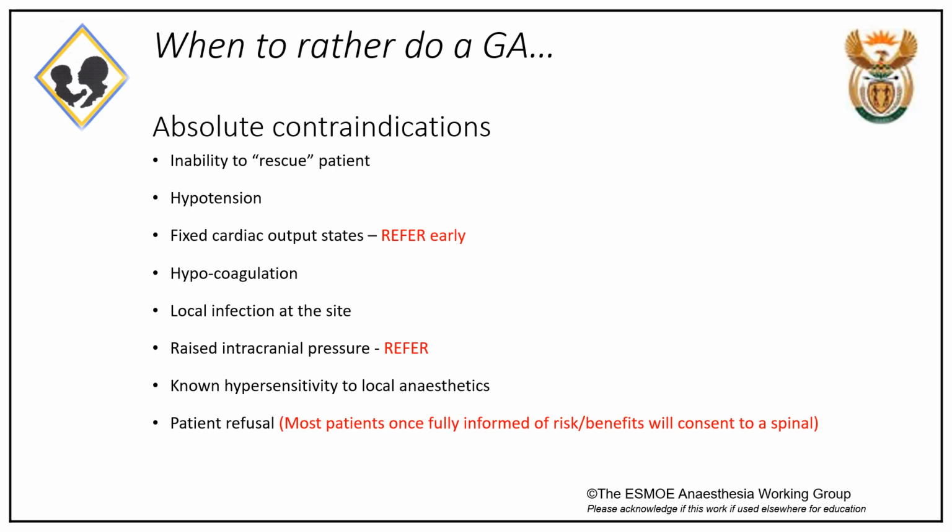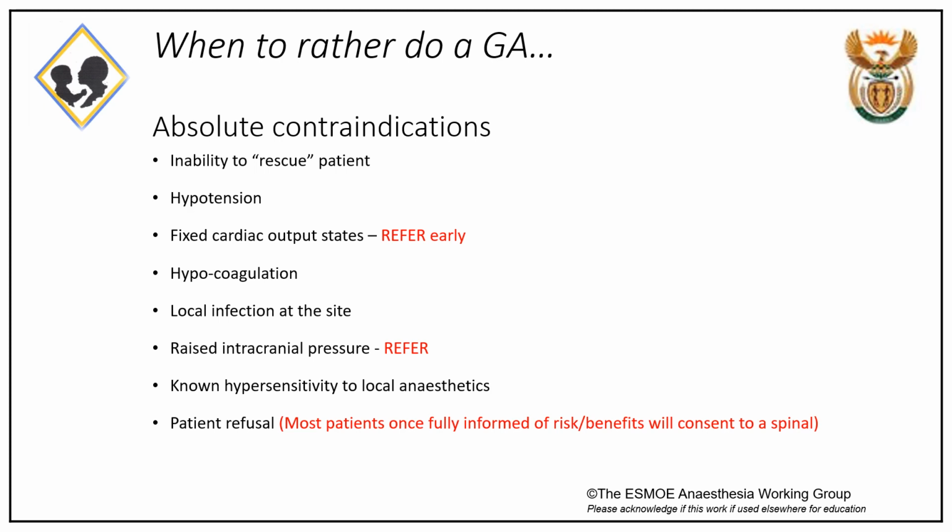When is a spinal anesthetic contraindicated? Whenever we talk about contraindications, we always talk about absolute contraindications and relative contraindications. Absolute contraindications are those that are non-negotiable. Relative contraindications are those that are contraindications but where a risk-benefit analysis can be done if a general anesthetic is deemed to be riskier than the perceived risk of a spinal anesthetic.